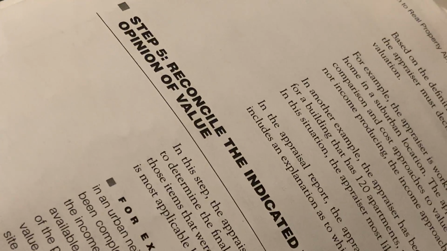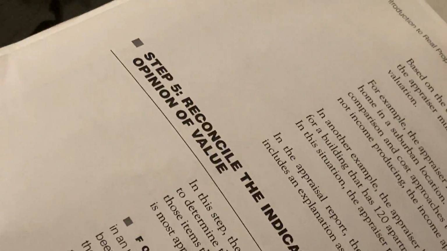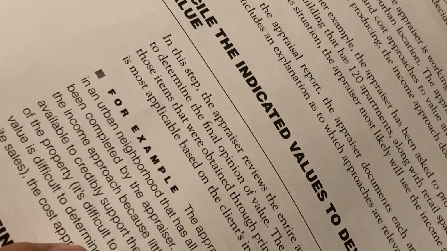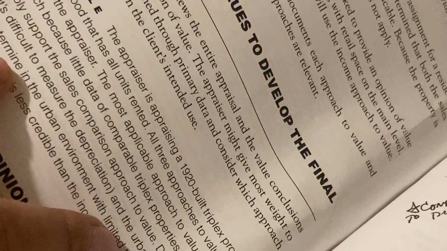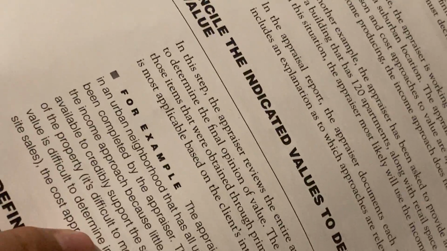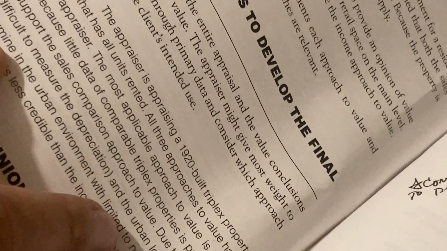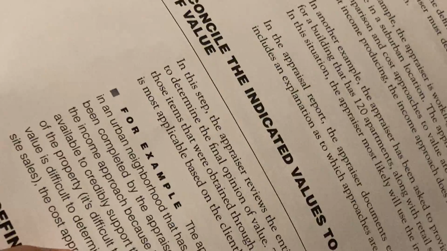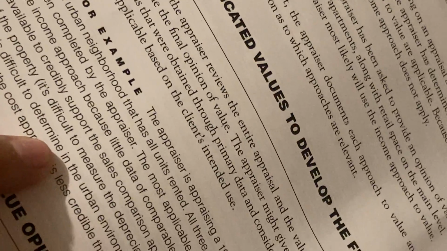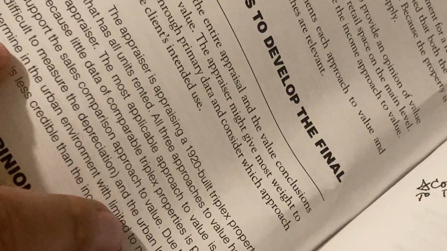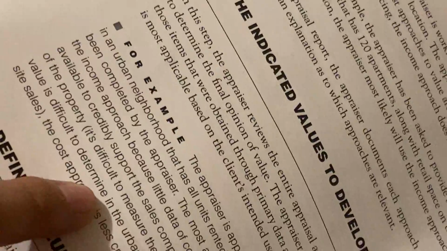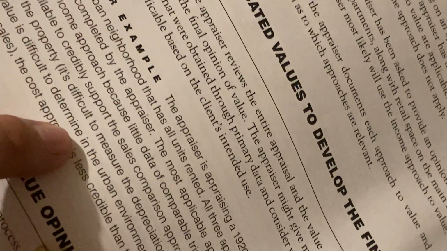Step 5. Reconcile the indicated values to develop the final opinion of value. In this step, the appraiser reviews the entire appraisal and the value conclusions to determine the final opinion of value. The appraiser might give most weight to those items that were obtained through primary data and consider which approach is most applicable based on the client's intended use.